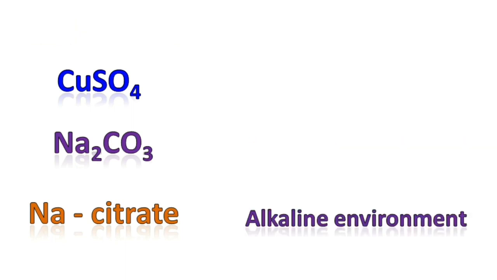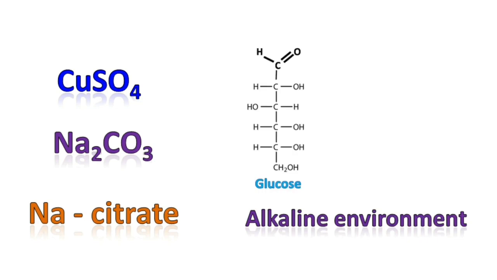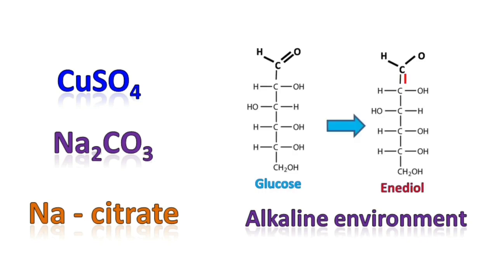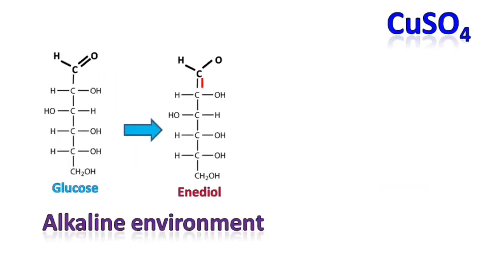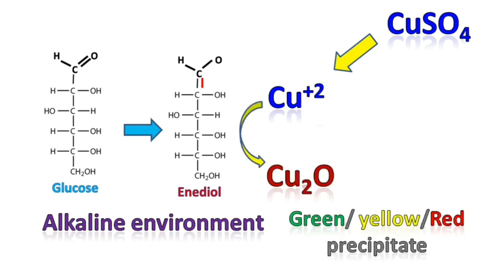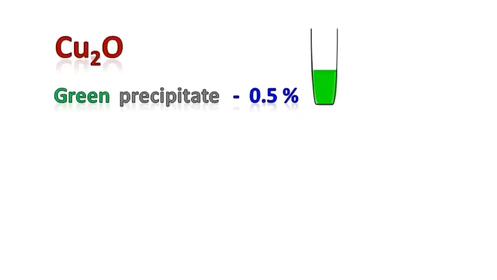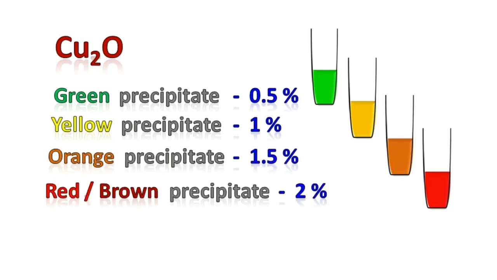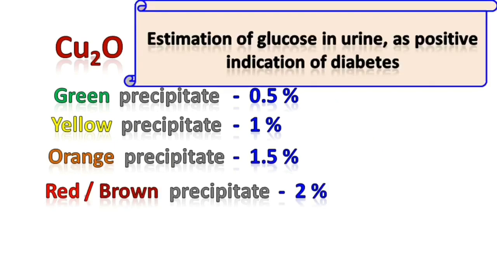Now, in alkali environment, aldehydes or aldose monosaccharides like glucose are converted to powerful reducing agents like enediols. Enediols can reduce copper ions to copper oxide, which can either be green, yellow, orange, or red in color. The color of the precipitate so obtained gives the estimate about the amount of reducing sugar present. This has an important role in estimation of glucose in urine as a positive indication of diabetes.